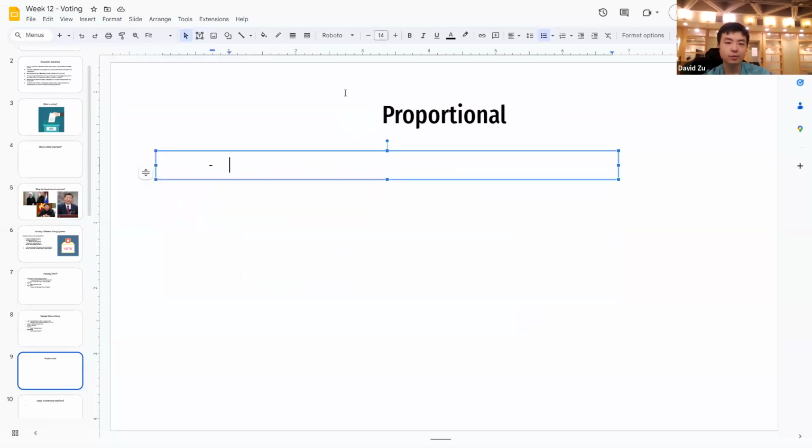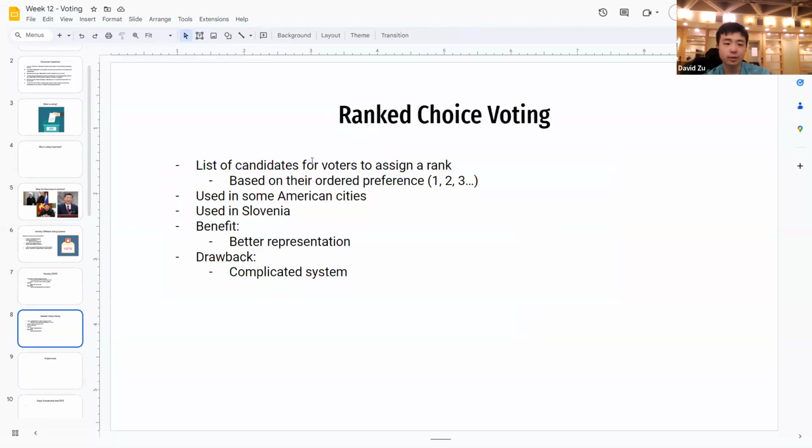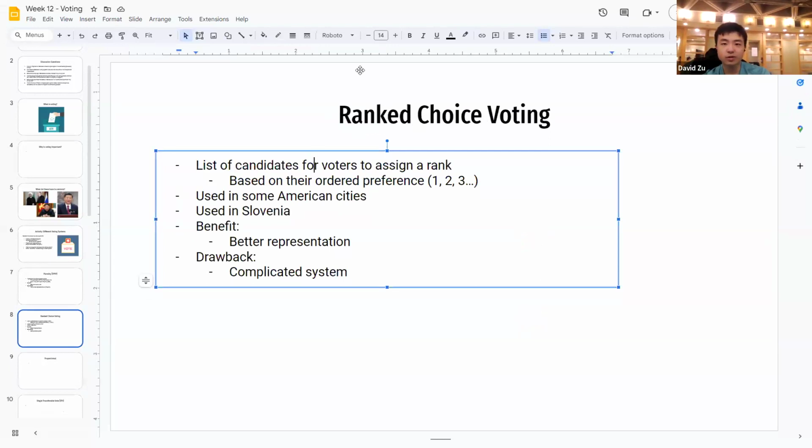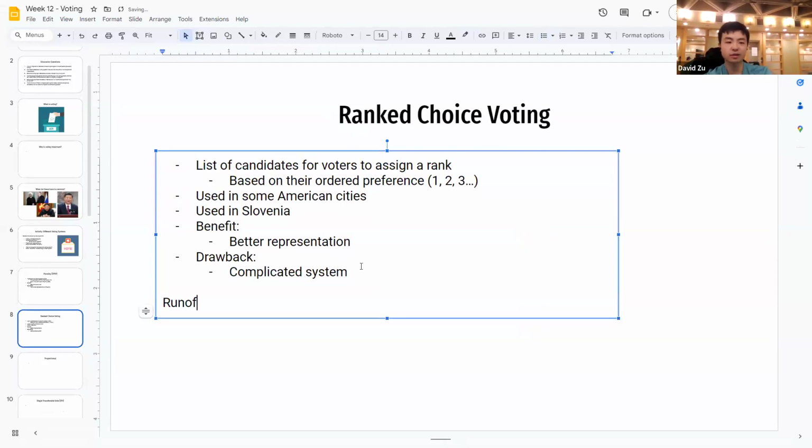Okay, next let's move on to proportional. Wait, actually, no. I think, Alina, I asked you to do the runoff system. You want to explain that too?